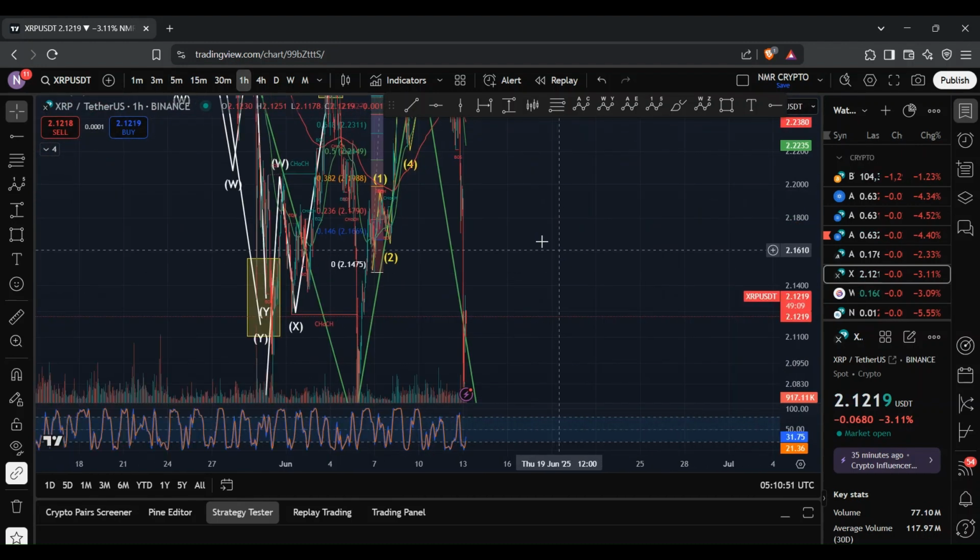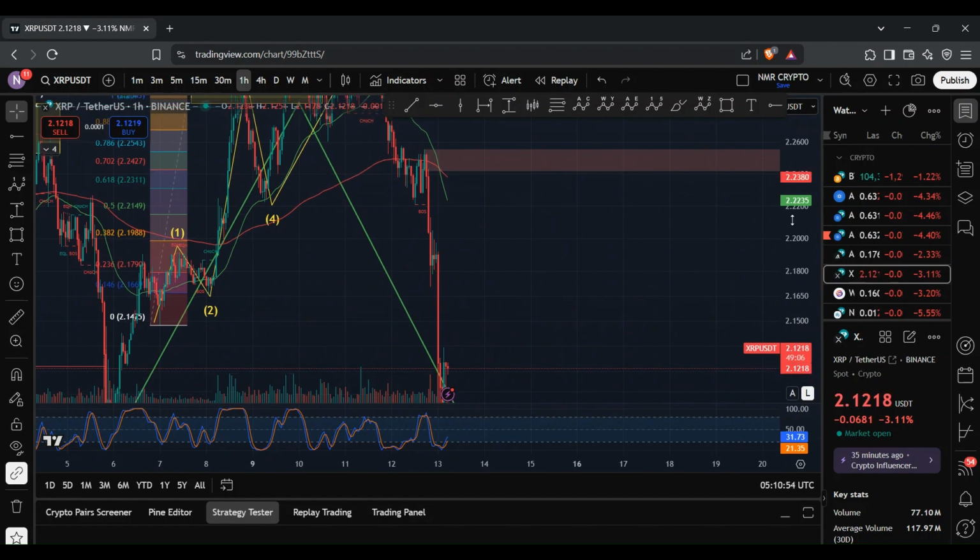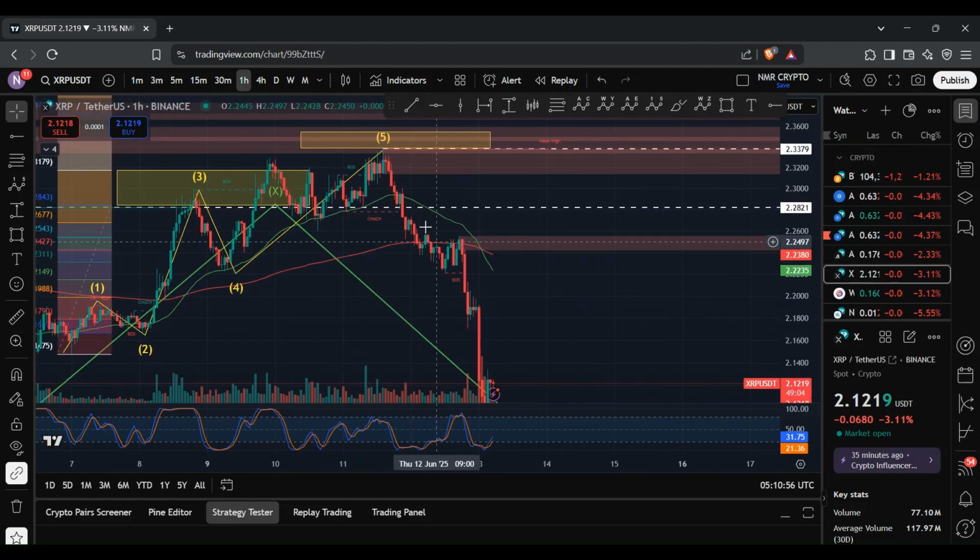And we had this move to the upside to complete the wave 2, made up of a WXY structure. And then we have this wave 3 that's currently playing out right now. So if I go on the hourly chart, that wave 3 would be a 1.618 retracement of the wave 1, which is this one here.